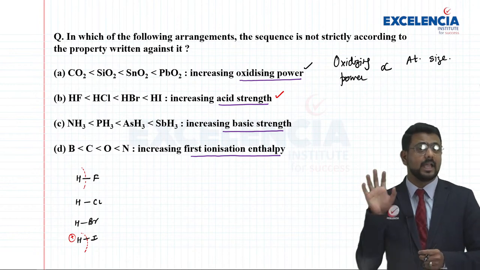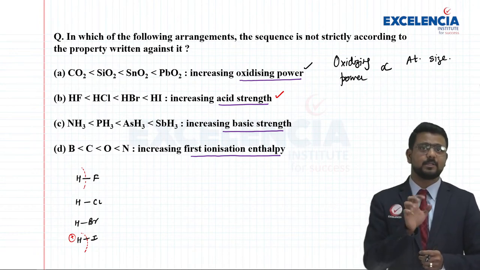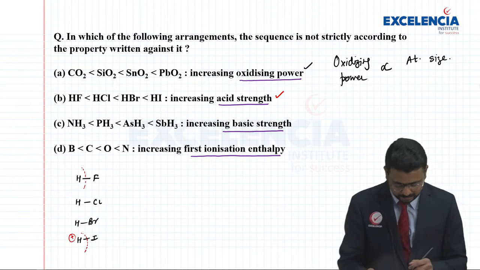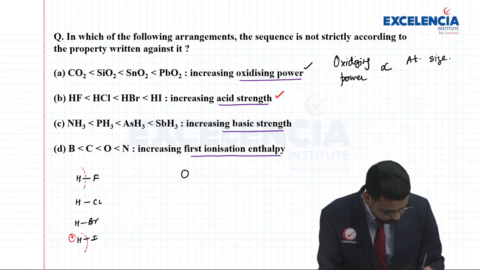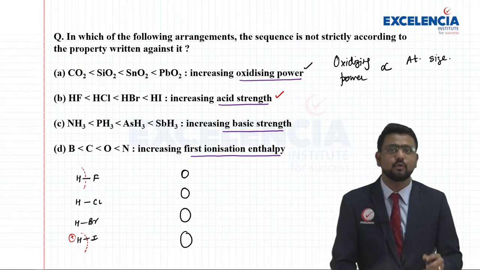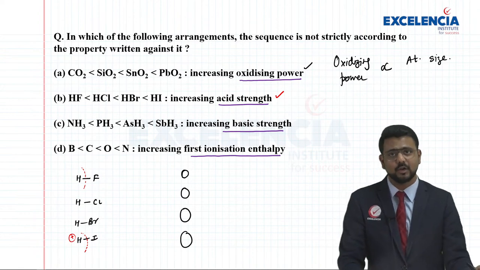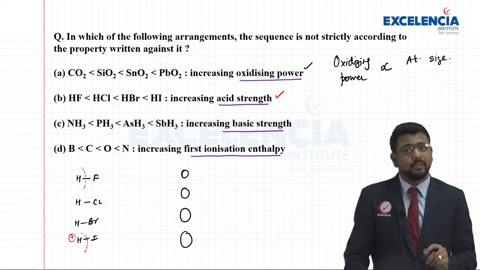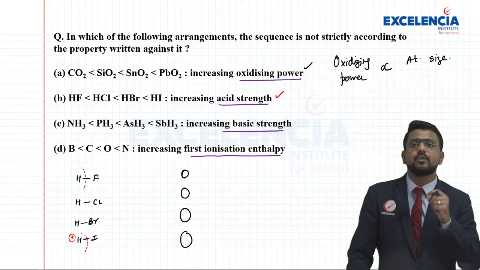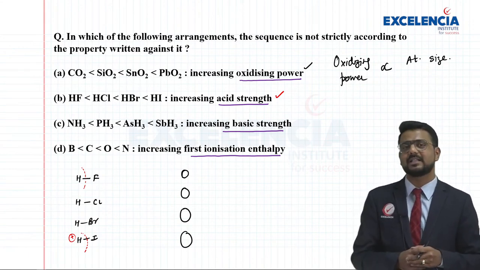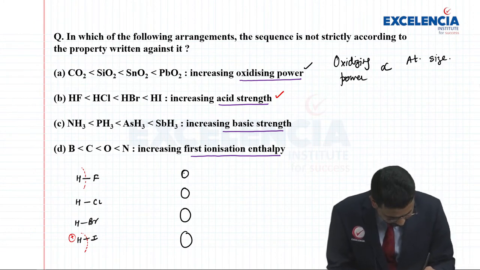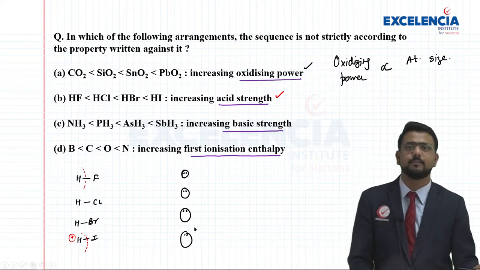Now what they're saying is NH3 is the weakest base, SbH3 is the strongest base. Now let's try to understand this part. We know that as and when we go down the group, the atomic size increases. The basic strength of these hydrides is given on the basis of their capacity to give away lone pairs of electrons, to donate their lone pairs of electrons. So they are all acting as a Lewis base. So nitrogen has a lone pair of electrons, so do phosphorus, arsenic, antimony.